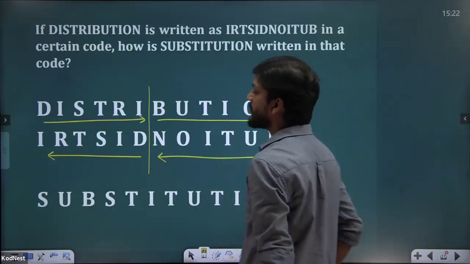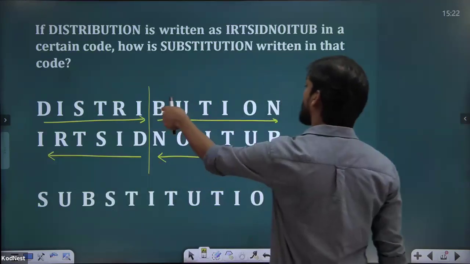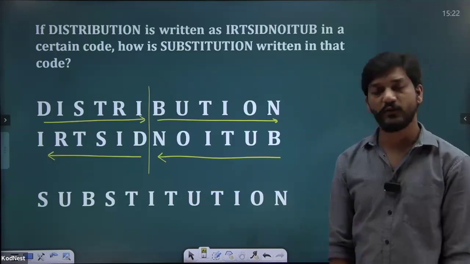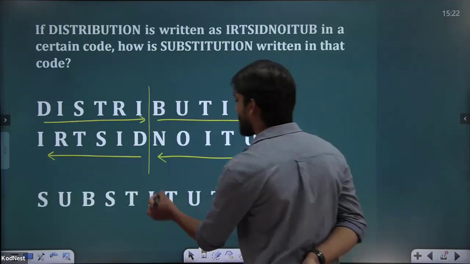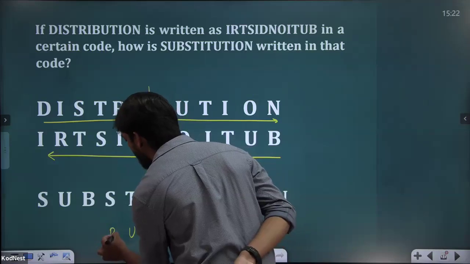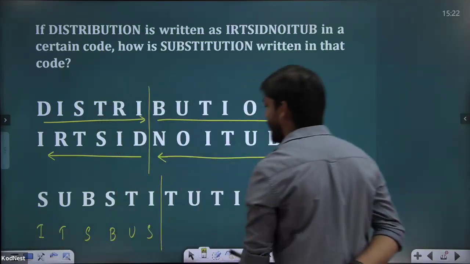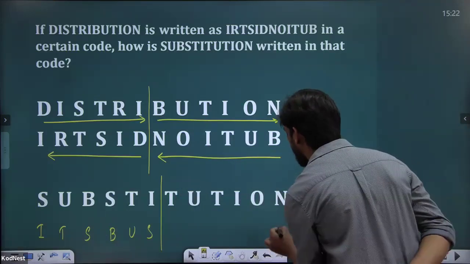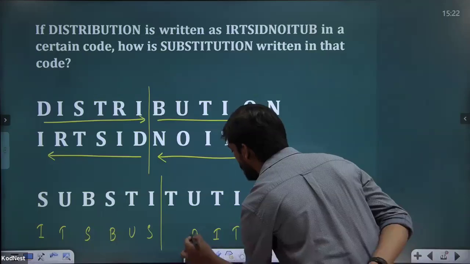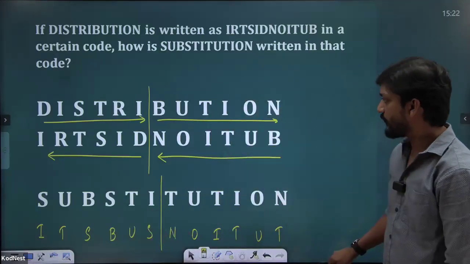How you can observe is D letter is present here, so this part is separate. B letter is present here, so this part is separate. The same you have to do for this as well. So 6 letters separate. So SUB, STI. Okay, and tuition also opposite. So TUTION.